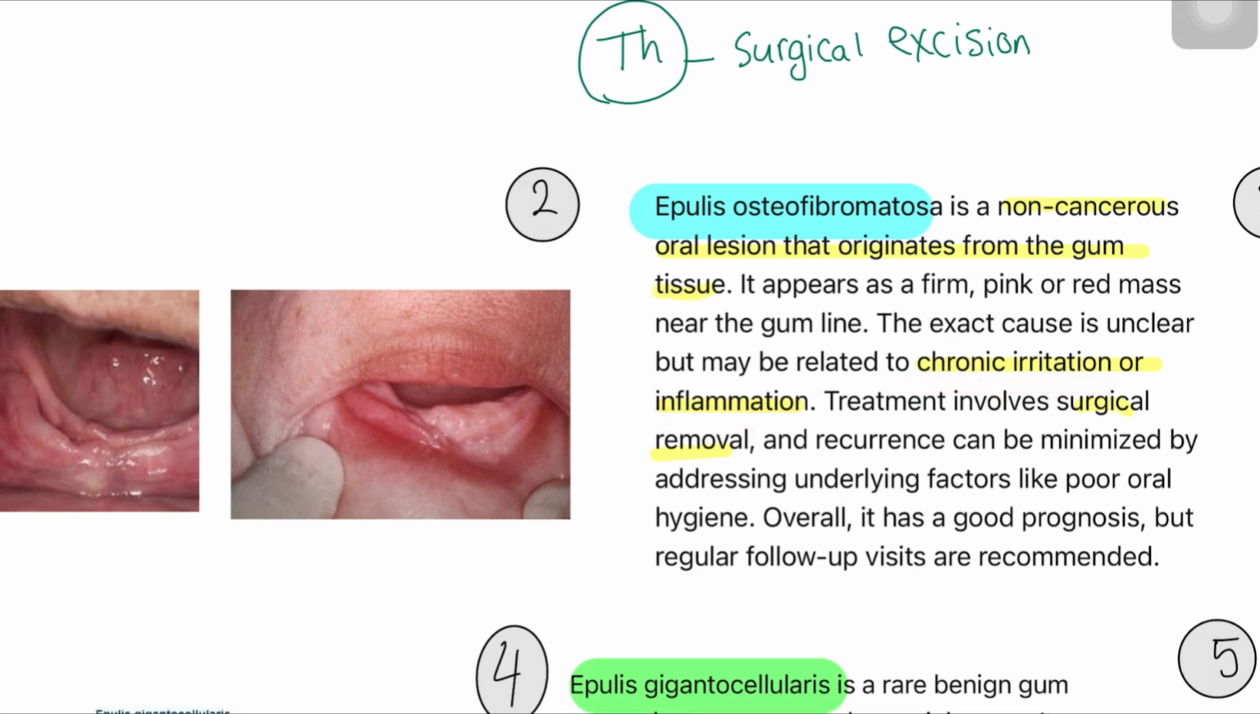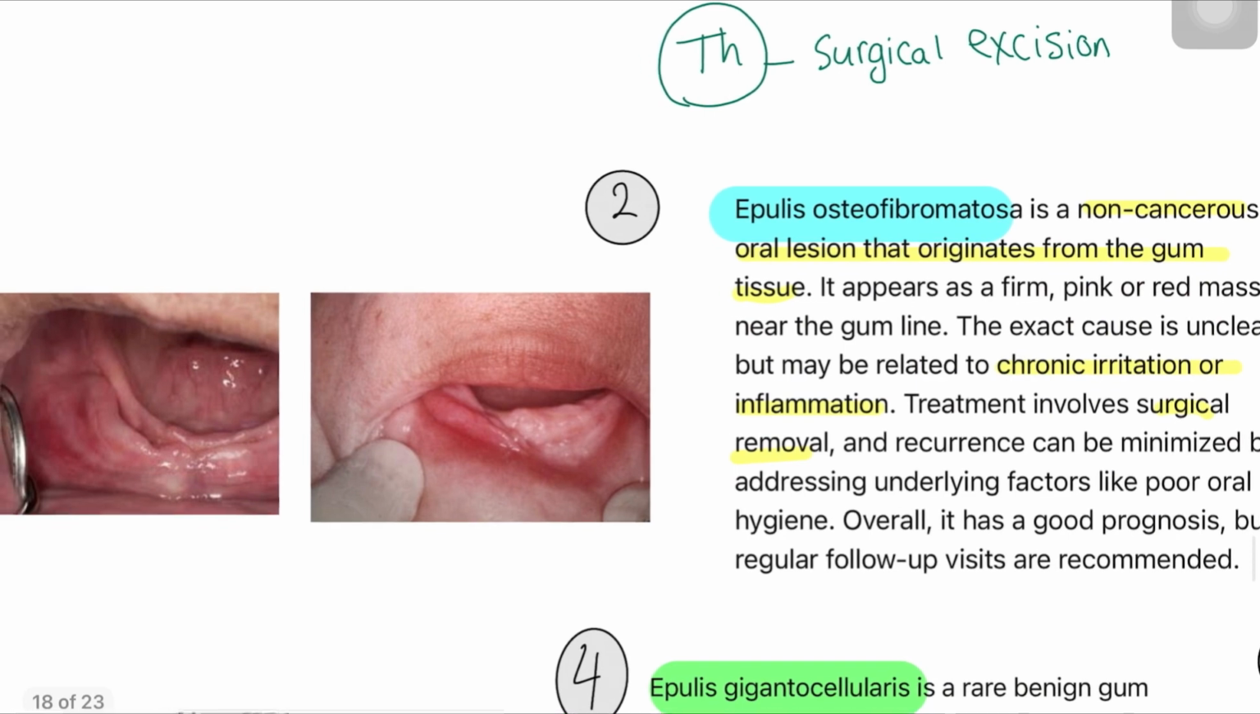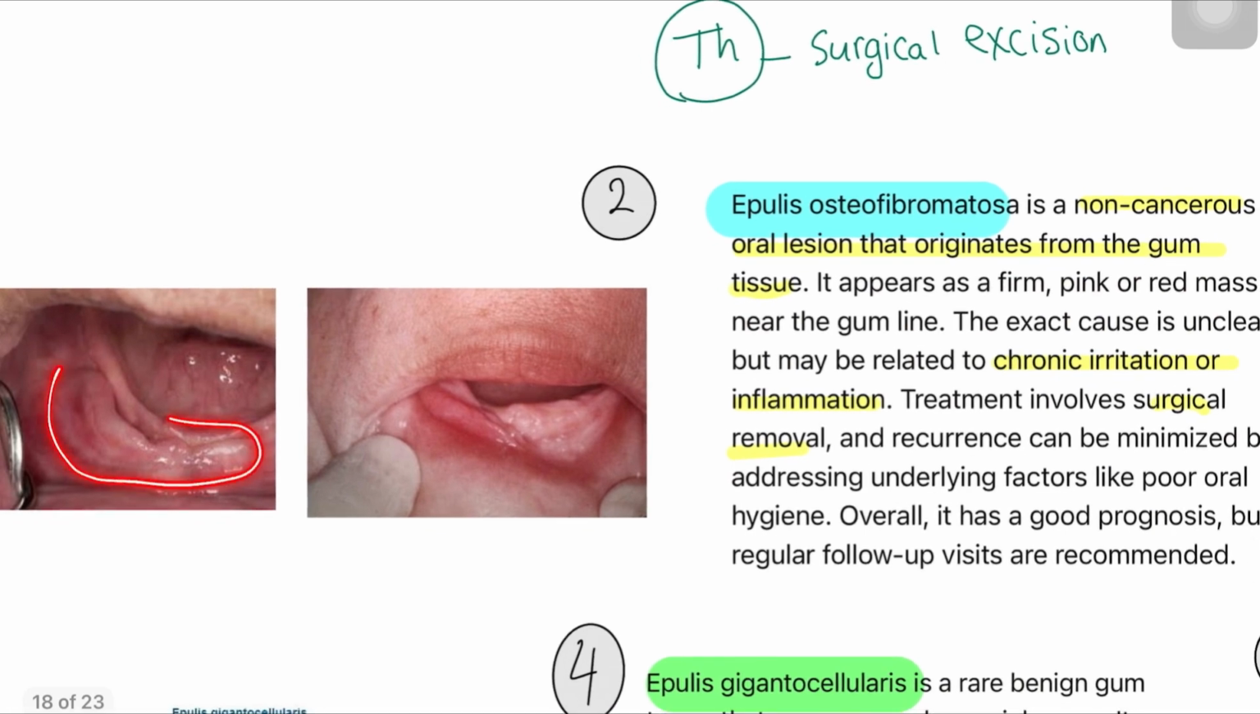Okay. And the treatment involves the surgical removal, and the recurrence can be minimized by addressing the underlying factors. For example, if the patient has poor oral hygiene, or if they're wearing a denture, like for example here, it's obvious that it's probably not fitted well, or it's irritating the gums. So after the extraction, they need to change their denture, and usually it will not reoccur if the underlying cause is fixed.